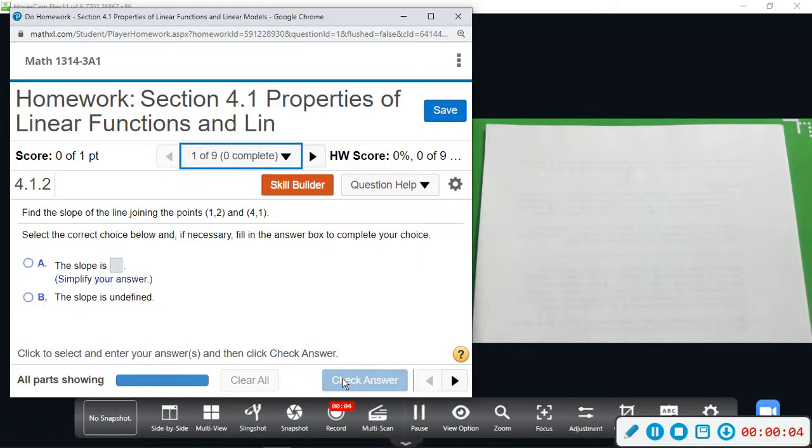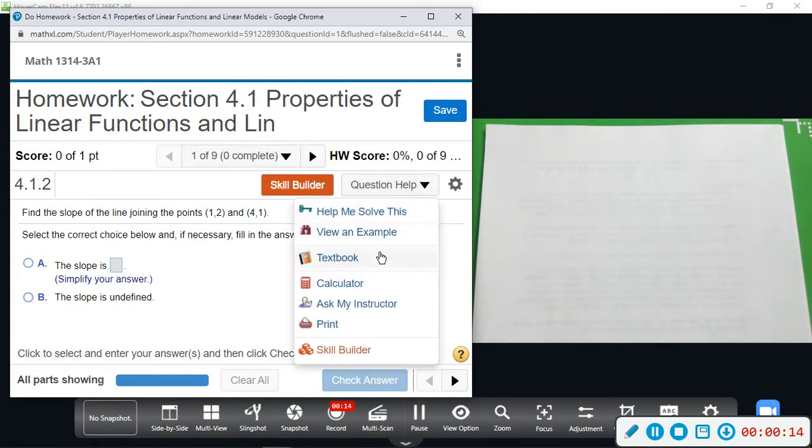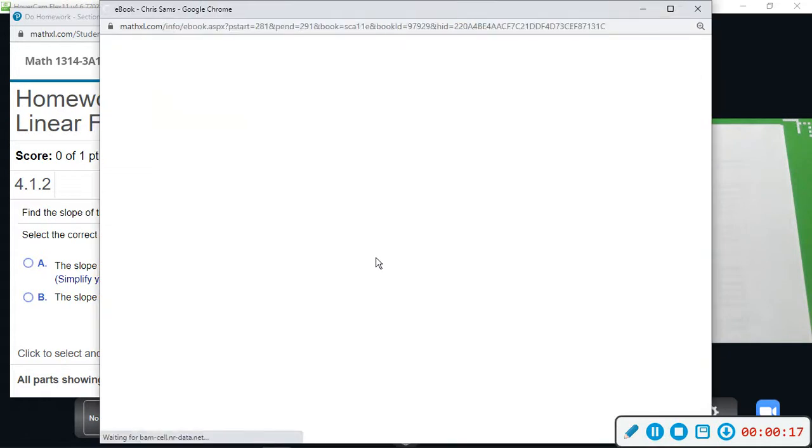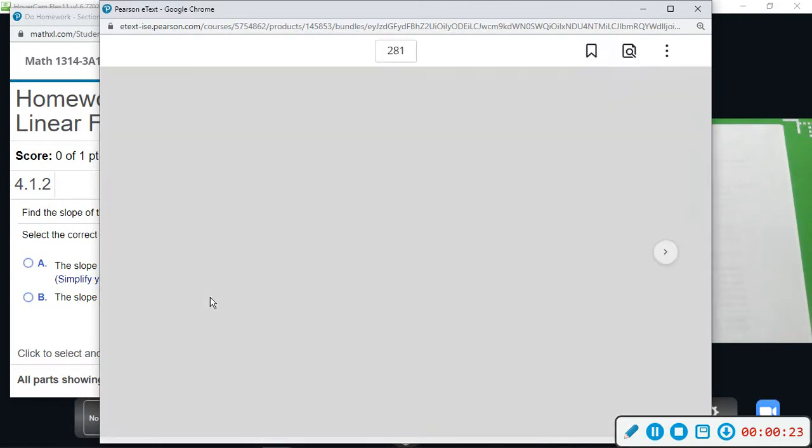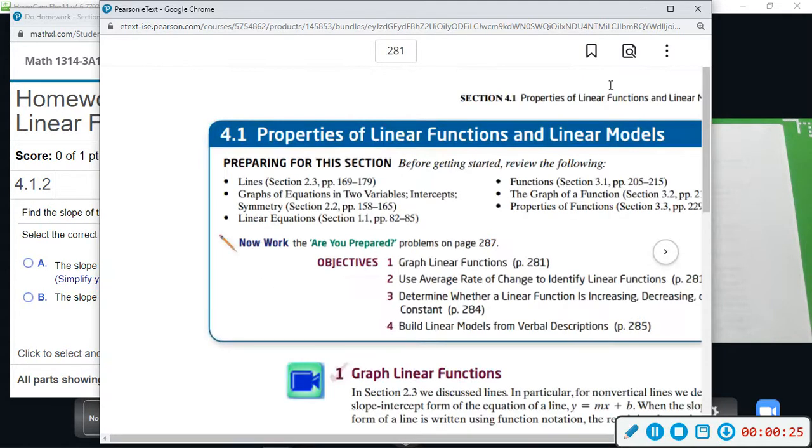Alright, so this is section 4.1, properties of linear functions. We're going to just go through these 9. It will be helpful for you to go through the textbook. Like if you look at some of the examples and definitions, and then you look at these videos, it will kind of solidify some of the things that you see in here.